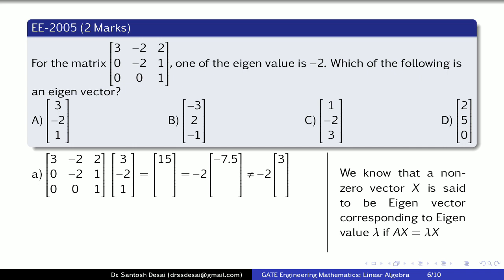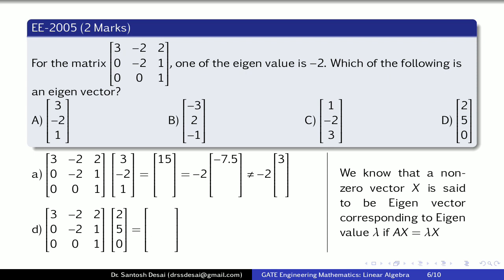Now let us consider option D. Now this is the given matrix, then option D, and in its multiplication we will get -4, -10 and 0. If you take -2 common, then you will simply remain with 2, 5, 0, and therefore Ax is equal to lambda x holds, and therefore option D is the eigenvector of this given matrix.